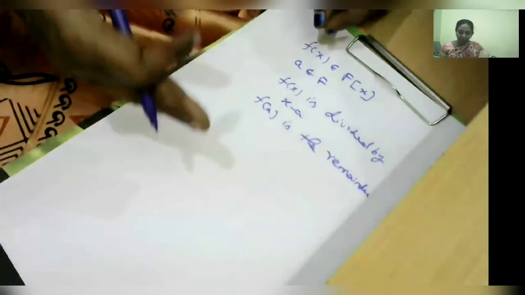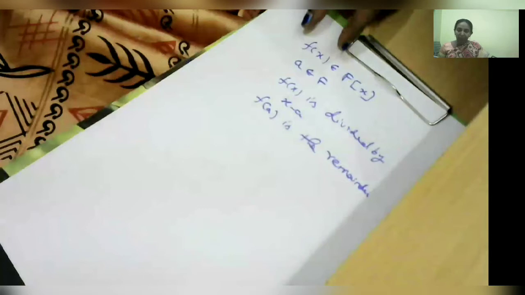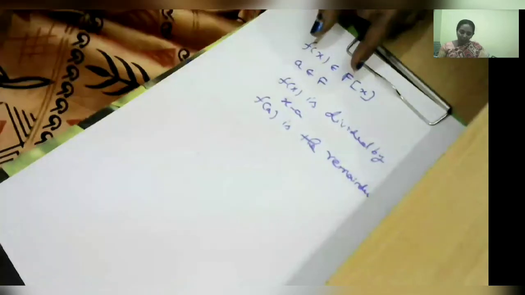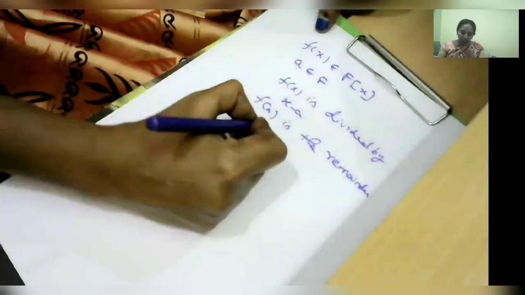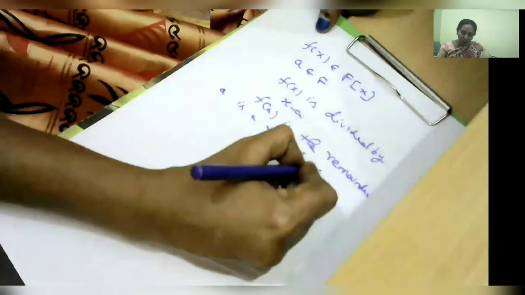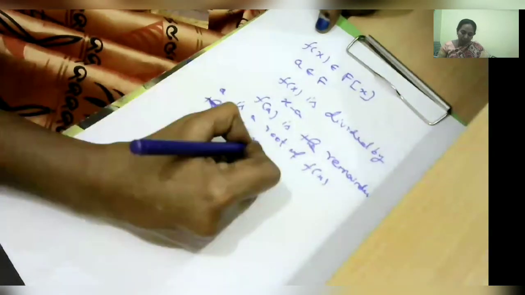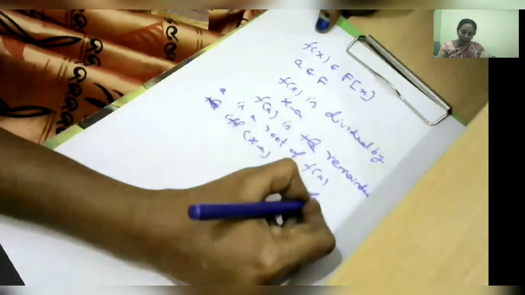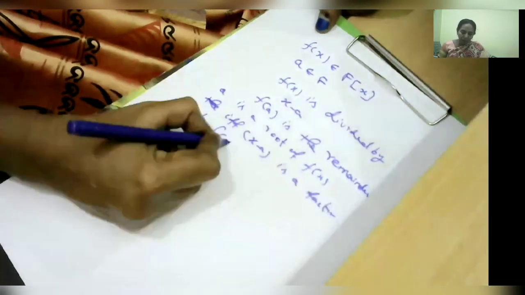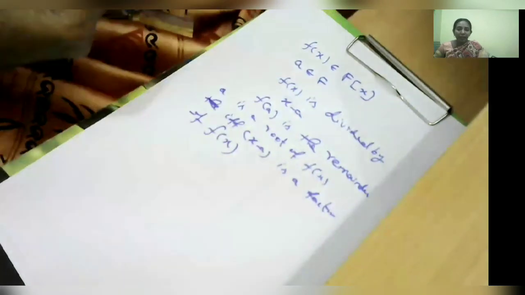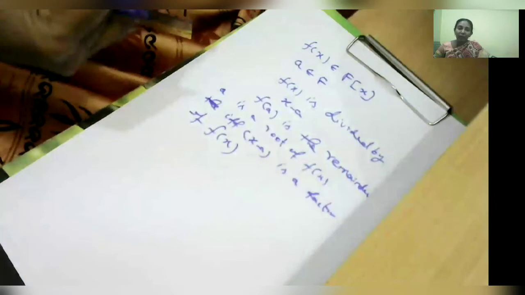Then the factor theorem says, for the same polynomial, f(x) belonging to F[x] and an element a belonging to F, a is a root of f(x) if and only if x minus a is a factor of f(x). So a is a root of the polynomial f(x) means we can say that x minus a is a factor of f(x), and also the reverse: if x minus a is a factor of f(x), then a is a root of f(x).